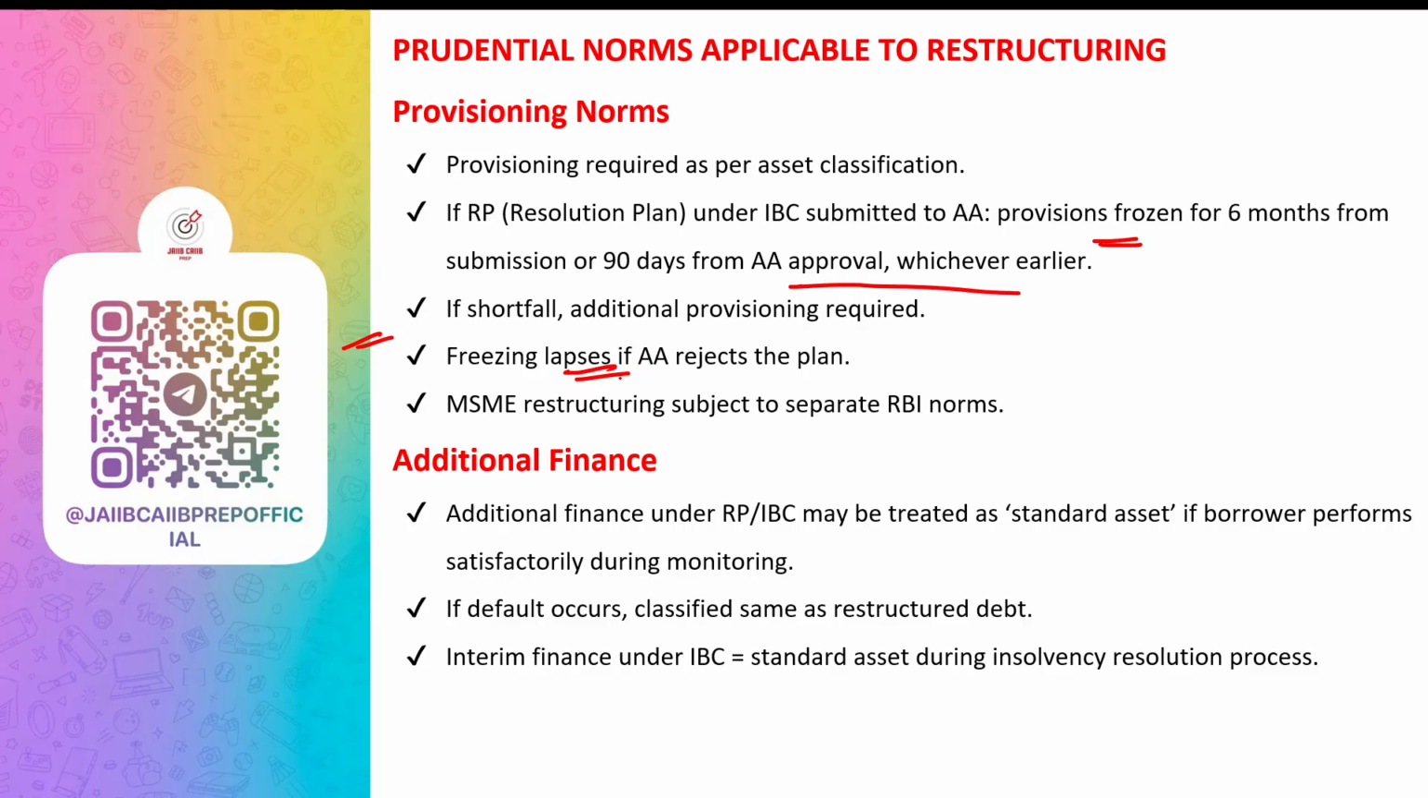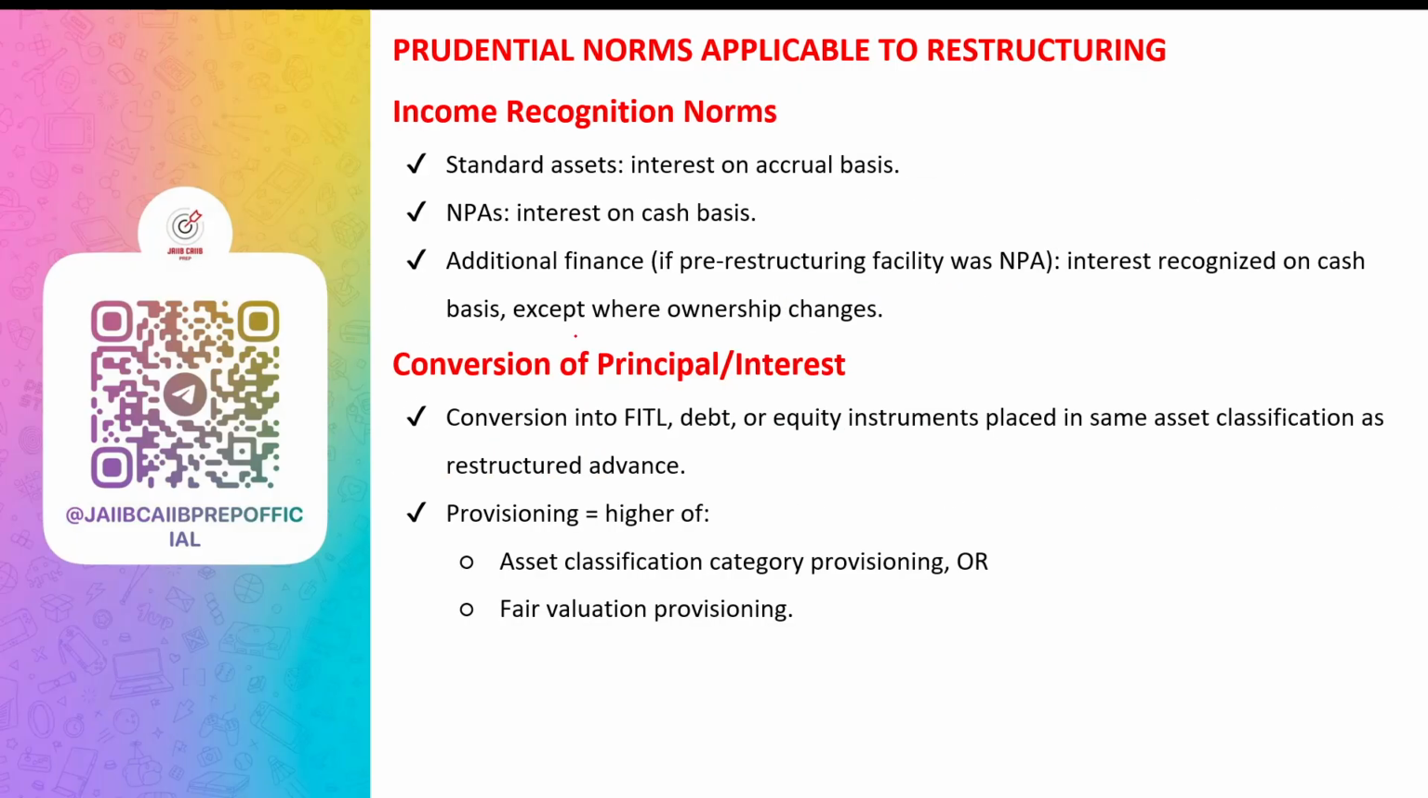MSME restructuring has separate guidelines from the RBI. Additional finance: sometimes banks provide additional finance during restructuring. This additional finance is treated as a standard asset during the monitoring period as long as the borrower performs well. If the borrower again defaults, the additional finance will also be downgraded to the same category as the restructured debt. Similarly, interim finance under IBC is treated as a standard asset during the insolvency resolution process.